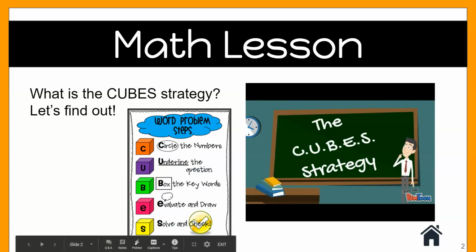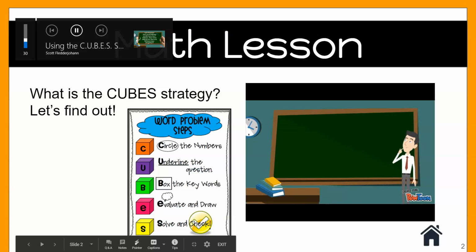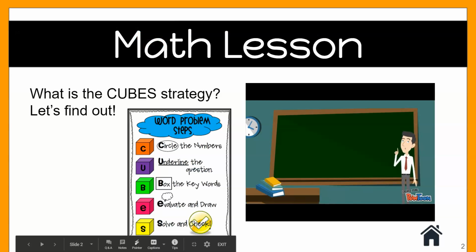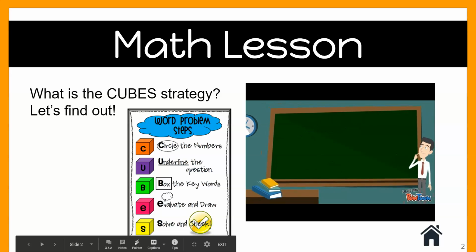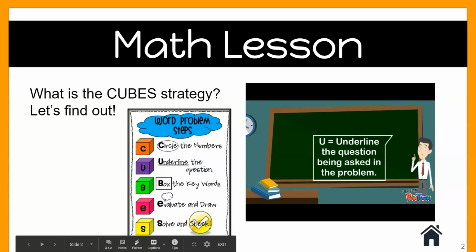Today we are going to learn how to use the CUBES strategy of solving word problems. The first thing we need to understand is what CUBES means. The C in CUBES stands for circle. This means we circle all of the numbers in our problem. If a number is in word form, we circle it and write the number above the word in number form. The U stands for underline. We need to underline the question being asked in our word problem.